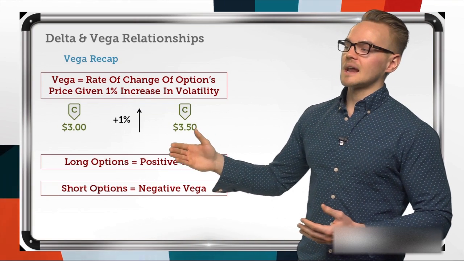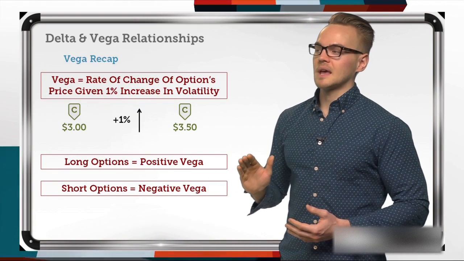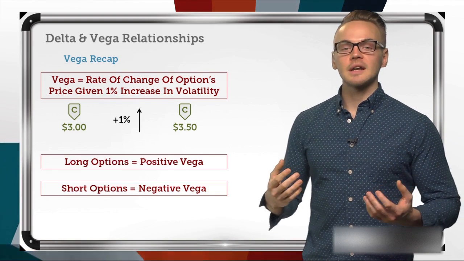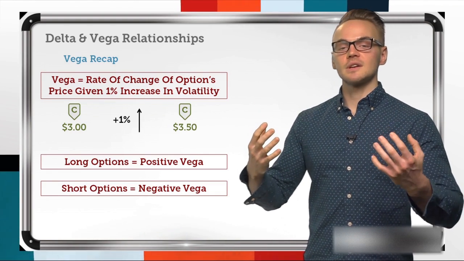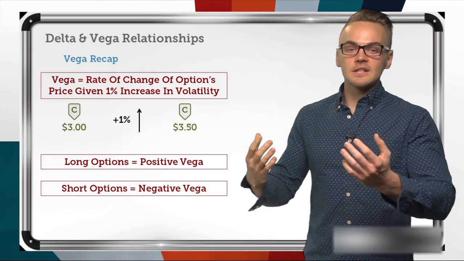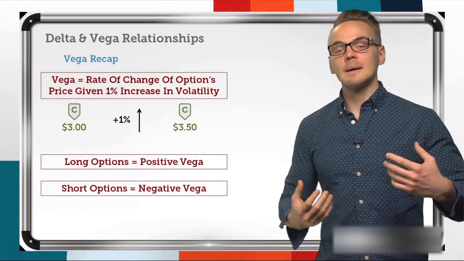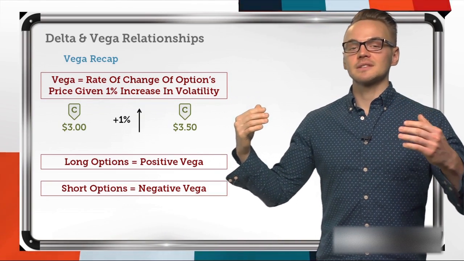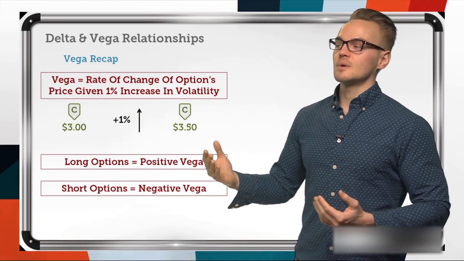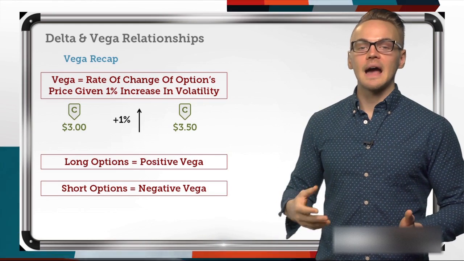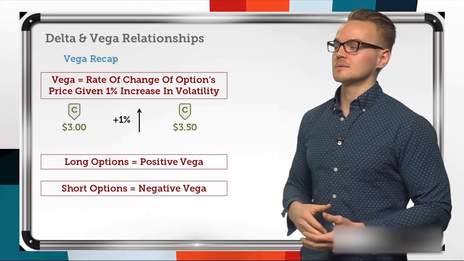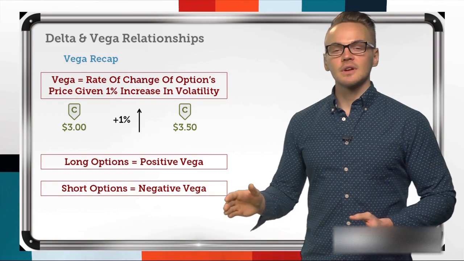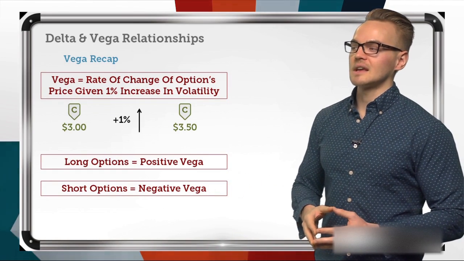And when we're looking at options, it's important to remember that when we have long options, we're looking at positive Vega, because if I'm long an option and implied volatility increases, if we remember that implied volatility is just an indication of where the option prices are, so if implied volatility is increasing, that must mean that the option prices are increasing, which would allow me to then go ahead and sell that option out and hopefully reap a profit. So when we're looking at long options, it's going to have a positive Vega, and short options are going to have a negative Vega.